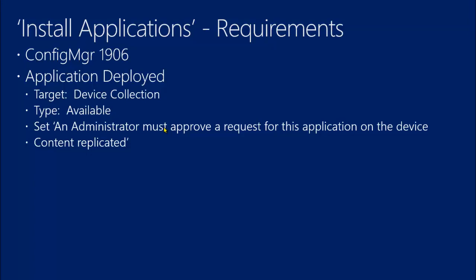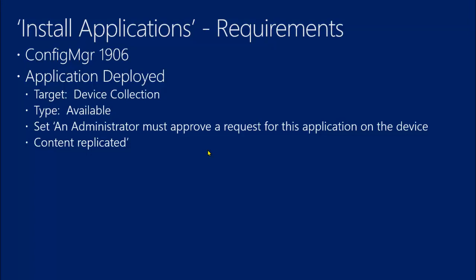And then finally, you need the content replicated. The content for the application needs to be replicated so that it can be pulled when you trigger the install application. The content needs to already be in place across the environment so that the application can install, right?